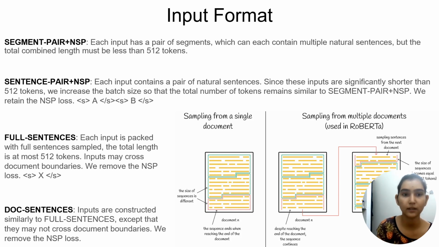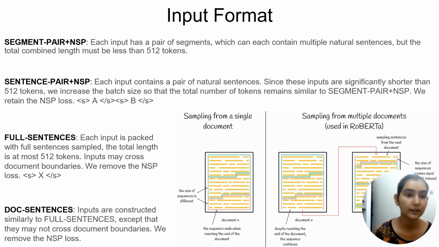So next comes the input formats. RoBERTa takes input in the form of a sequence or pair of sequences. We have compared a few input formats. The first one is segment pair, in which a segment, which is a collection of multiple sentences, comes together with another segment, and whose length must not exceed 512 tokens. And we retain the NSP loss in this case.